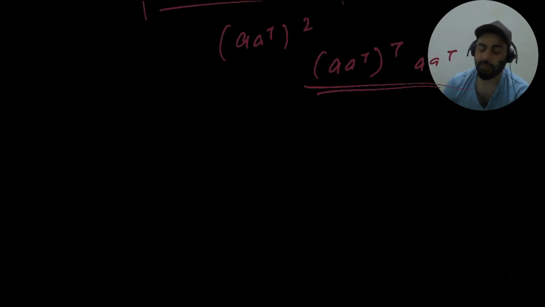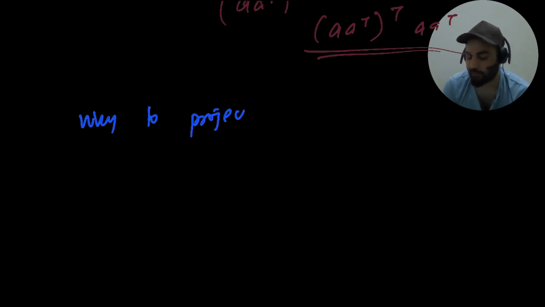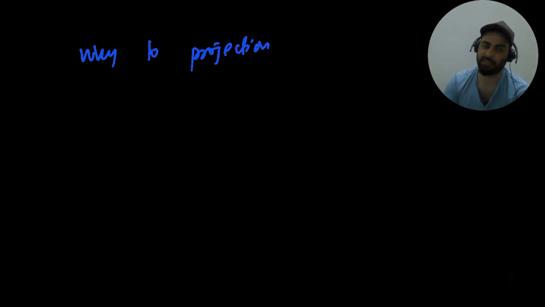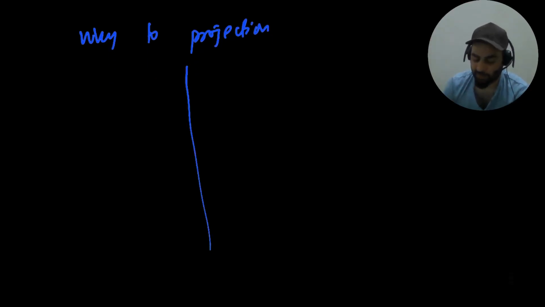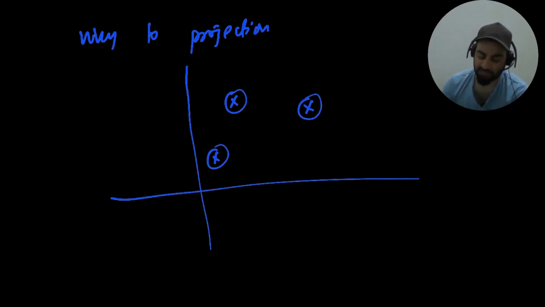Now the question remains: why should we project? Why to project? That's the question. Now this question will again be linked with the linear regression that we started. We had points like this. One point was like this, one point was over here, and one point was over here, and we were trying to fit a best line. So let's suppose this was the line.